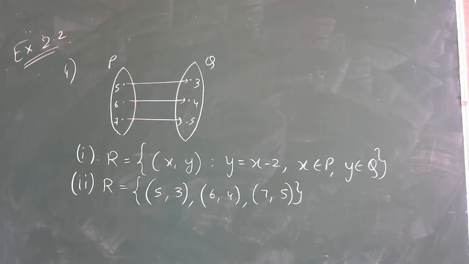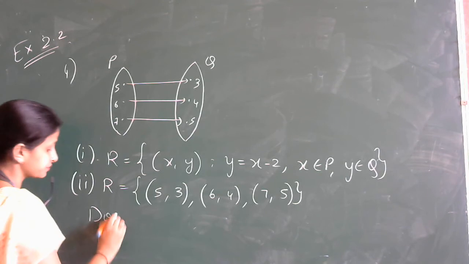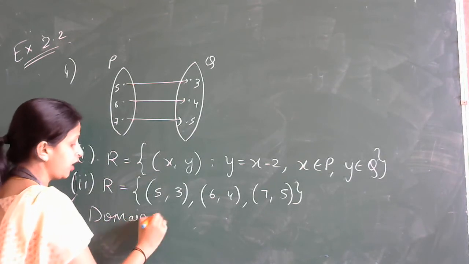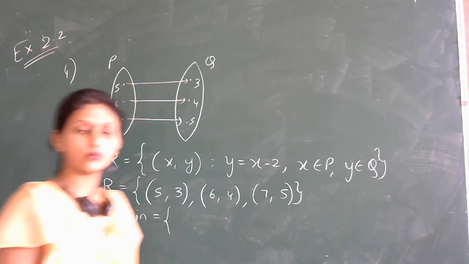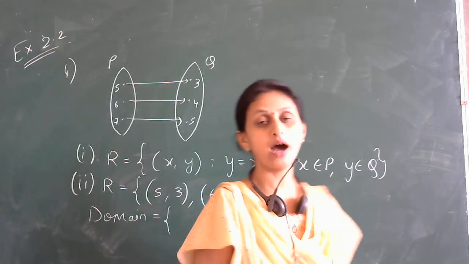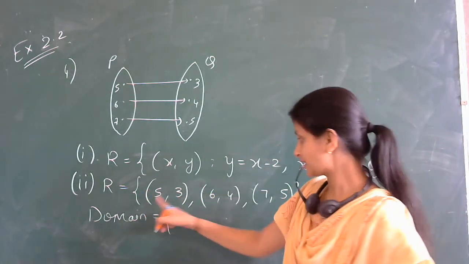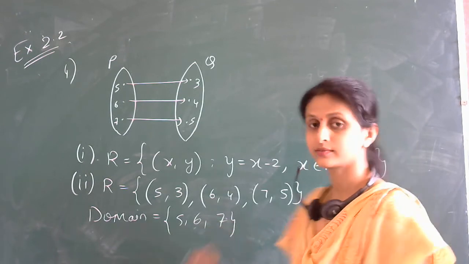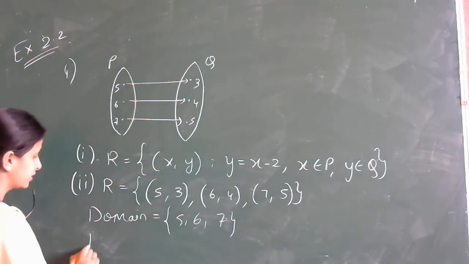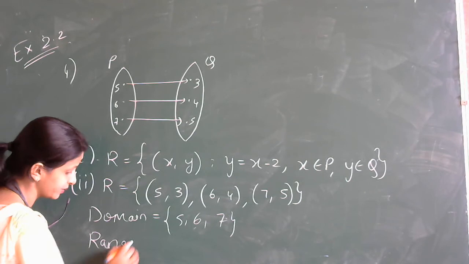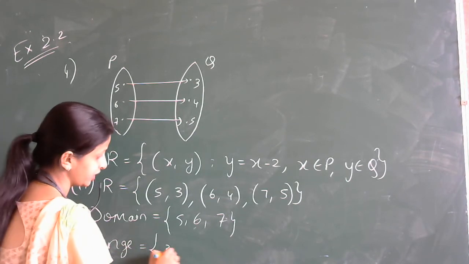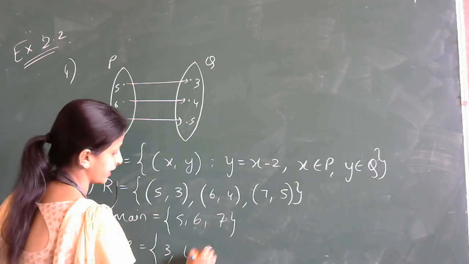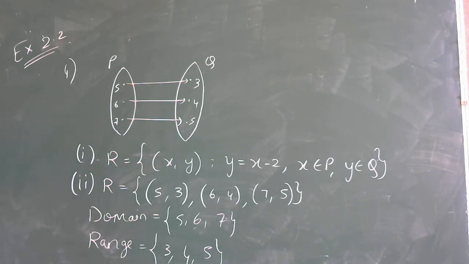Also they have asked us to find what is the domain and range, right? So what is the domain here? The set of all first elements of all ordered pairs in the relation R from P to Q. So the first elements are 5, 6, 7. Right? Similarly, what is the range? Second elements. The second elements are 3, 4, 5. So this is the range.